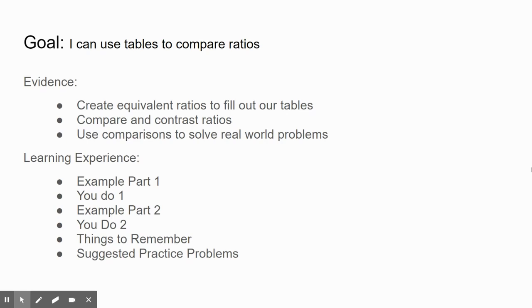Our learning experience is there. It's pretty standard at this point, having 2 you-dos and 2 examples, plus things to remember and suggested practice problems at the end. So let's move right into our first example.